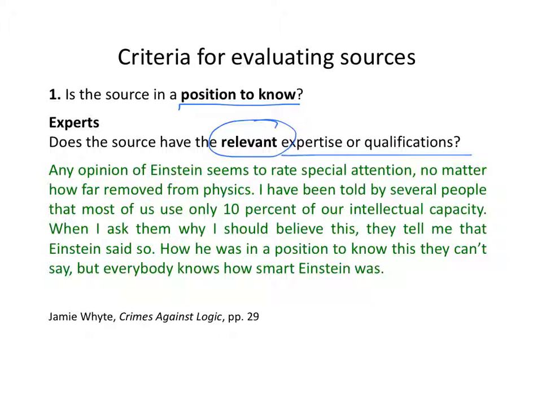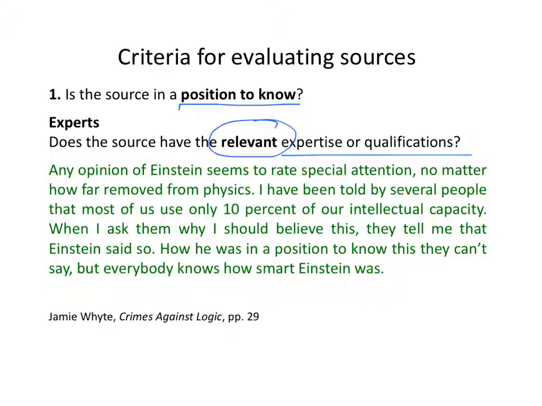Jamie White, in his book Crimes Against Logic, has a nice example of this. He talks about Einstein. "Any opinion of Einstein seems to rate special attention no matter how far removed from physics. I have been told by several people that most of us use only 10% of our intellectual capacity." That's a very common little factoid that you often hear repeating. Human beings only use 10% of their brain. You may have heard it before, perhaps you believe it. Jamie White goes on, "When I ask people why I should believe this, they tell me that Einstein said so. How he was in a position to know this, they can't say, but everybody knows how smart Einstein was."